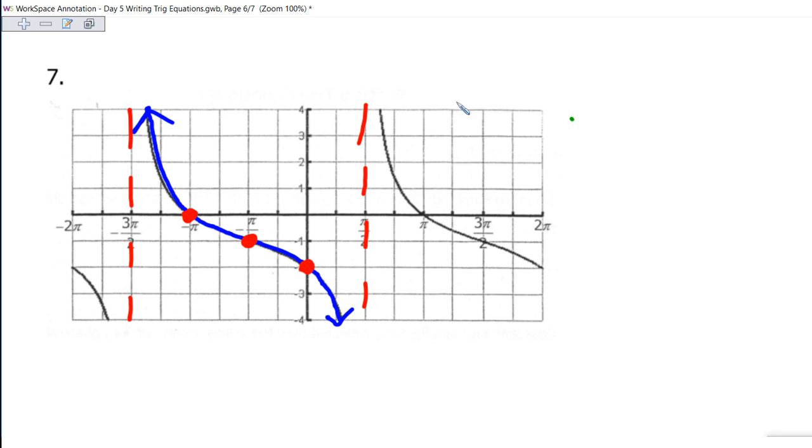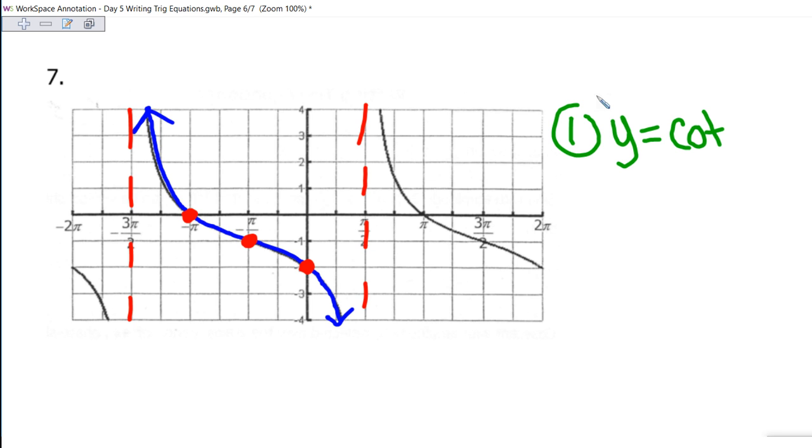Okay, so equation number 1. Which one does this look more like? Tangent or cotangent? Cotangent, because the left arm is pointing up. So let's do cotangent first. So y equals a. Do we have a stretch or shrink factor? No, from that middle point, we're only going up 1 unit. So it did not stretch or shrink vertically. Did it reflect over the x-axis? No. So our a value is positive 1, and we're writing a cotangent function.